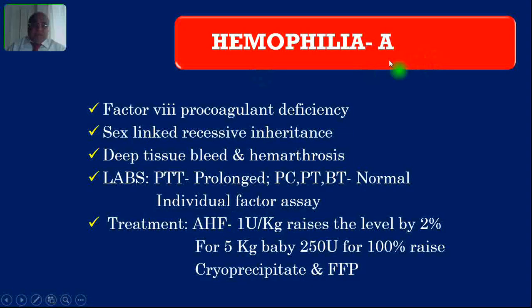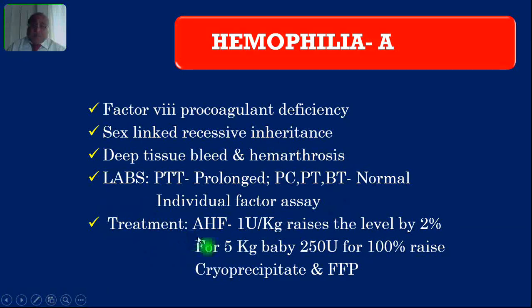So hemophilia A is a factor 8 procoagulant deficiency. This is a sex-linked recessive inheritance. There will be deep tissue bleeds and there may be hemarthrosis also. Labs will show PTT is prolonged, while platelet count, PT and bleeding time are all normal. You have to do an individual factor assay also to find out whether it is hemophilia A or hemophilia B or any other clotting factor deficiency.